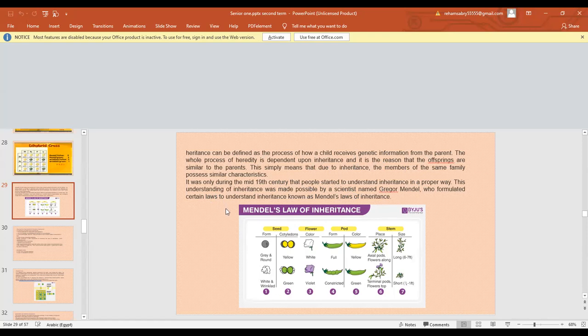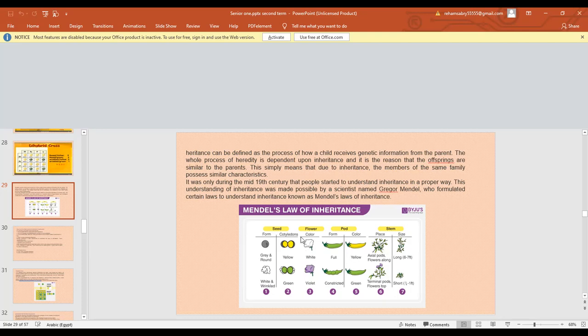was for two points. The first one is the inheritance of only one character, which is the color of the flower, the color of the seed, inheritance of only one character or one trait. This was the first generation. He found that all the generation was 100% dominant character. The offsprings are dominant characters.